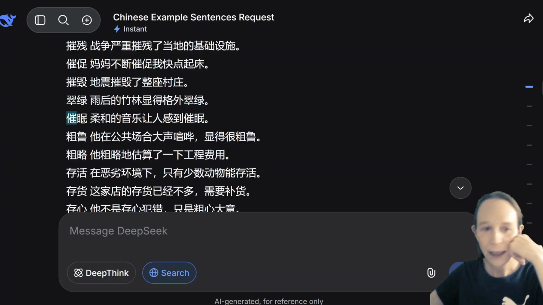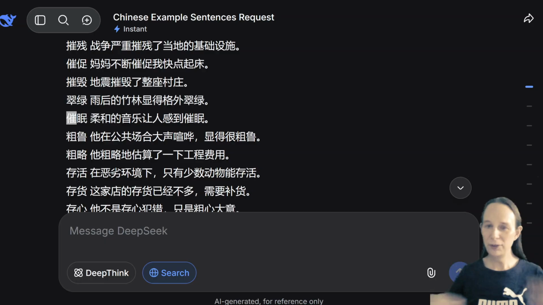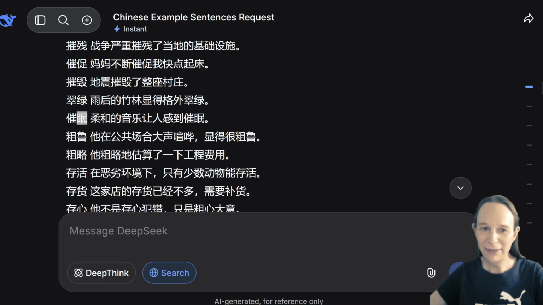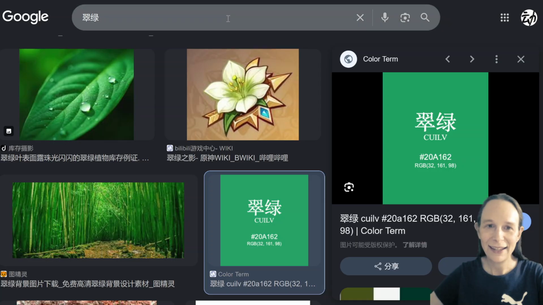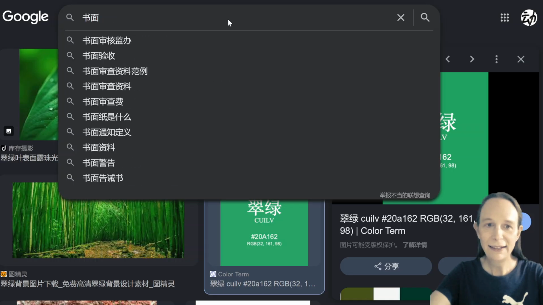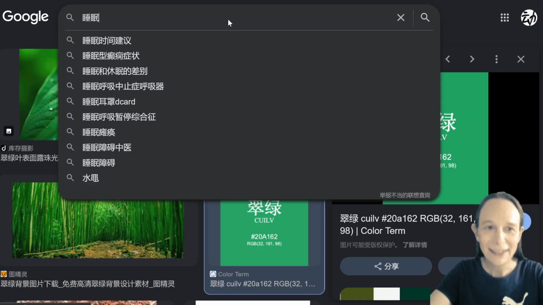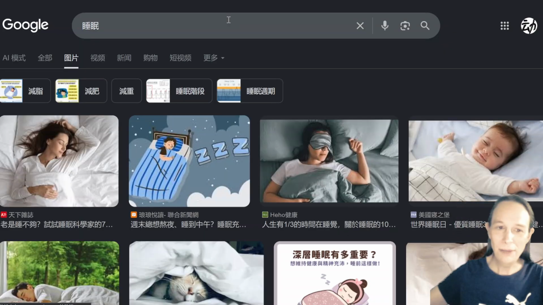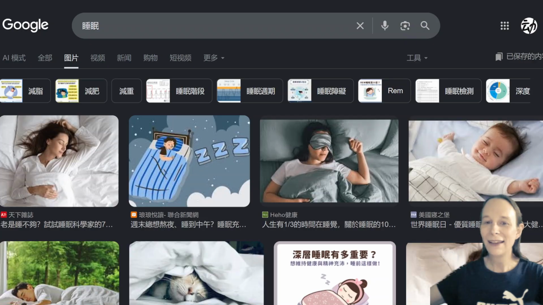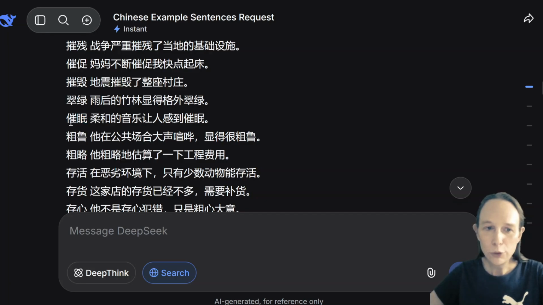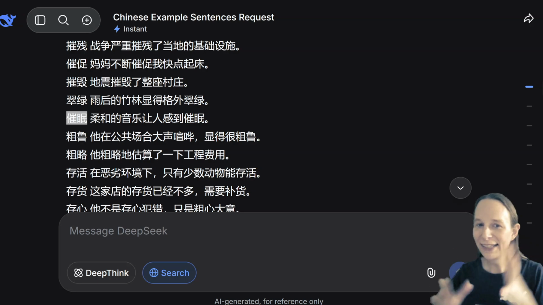All right. 催眠. So here it's the same 催 as in 别催我, to urge. But what are we urging? We're urging 眠 or 睡眠, sleep. 睡眠. Third time's a charm. Ah, sleep. It's a formal word for sleep. 催眠. So urging sleep.